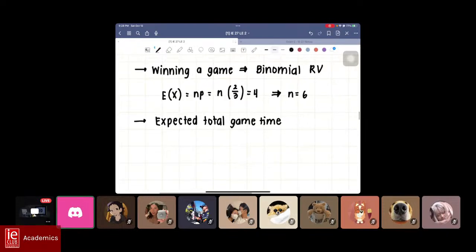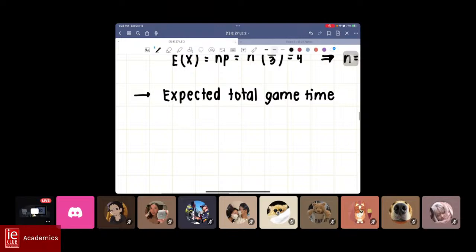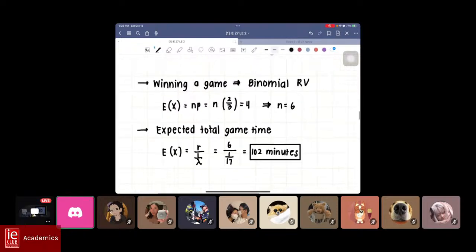And then for the expected total game time, since we already have the number of games, we can use the Erlang random variable. So E of x is equal to r over 1 over lambda. So that's 6 over 1 over 17, or 102 minutes. So we first get the expected number of games for them to win. And then once we get that, we can solve for the total game time after.